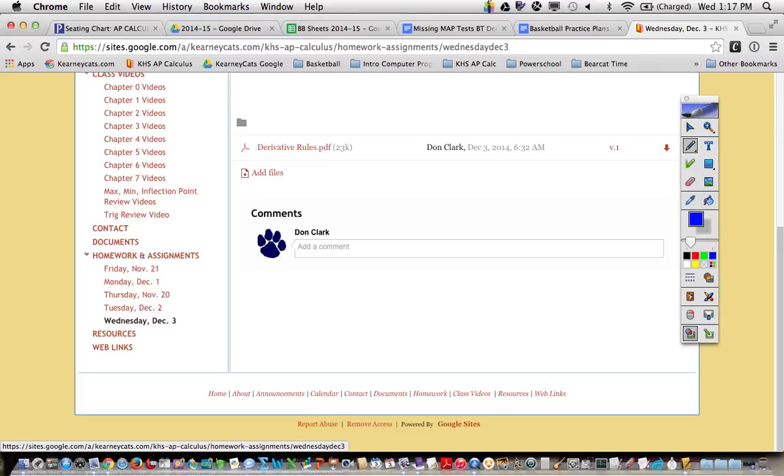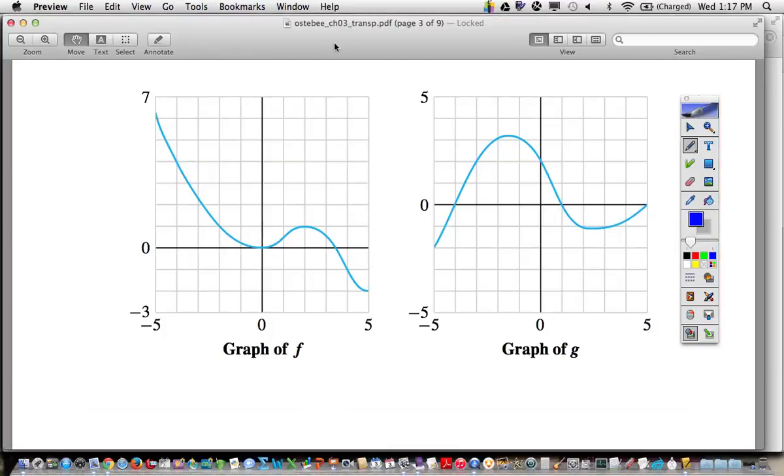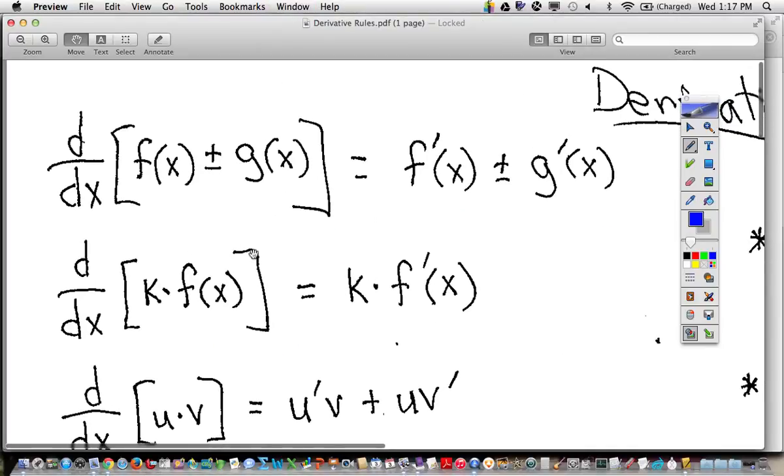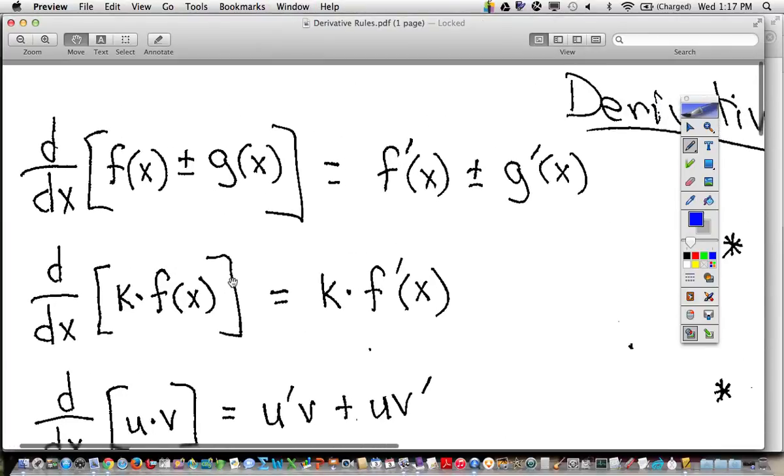I've also shared it with you. You might have gotten an email about it. I shared it with you on Google Classroom, so you may have gotten an email about it as well. But basically, the derivative rules, we're not going to take time to write these down right now, but it's just a PDF of all of these, kind of handwritten out.